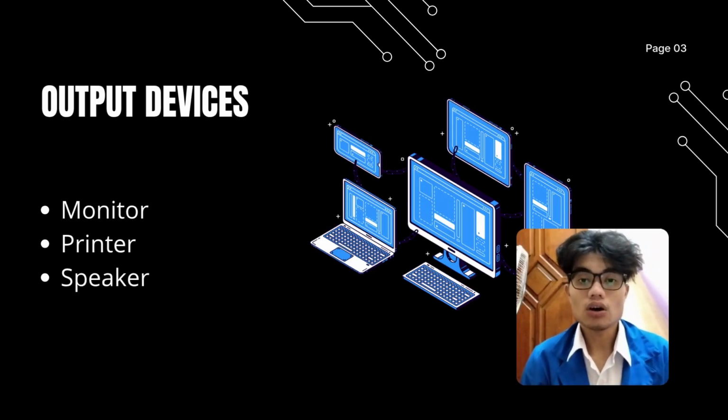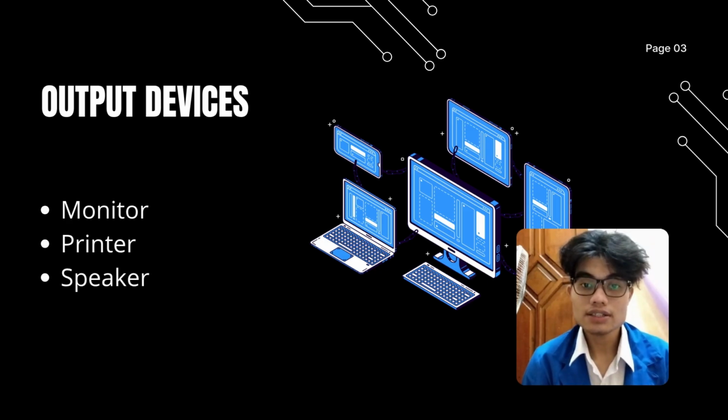Next, output device. They have monitor, printer, and speaker. Output devices show the result of the computer. A monitor displays images, a printer prints documents, and speakers produce sound.